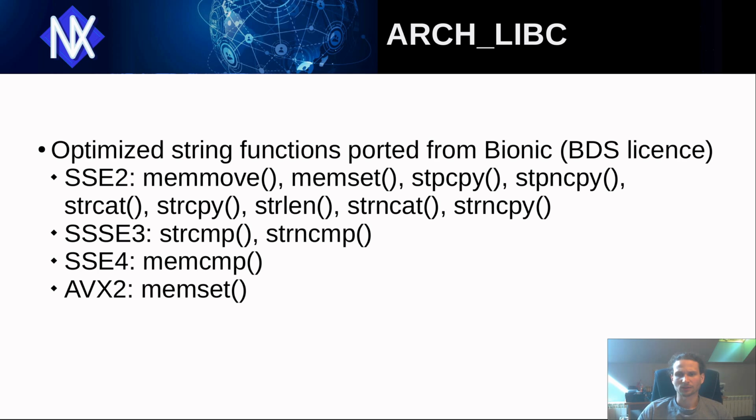Optimized string functions were ported from the Bionic project, which is an implementation of the standard C library developed for Android, which is BSD licensed. Optimized functions use vector instructions and can be enabled when a given x64 vector extension is enabled in the configuration.